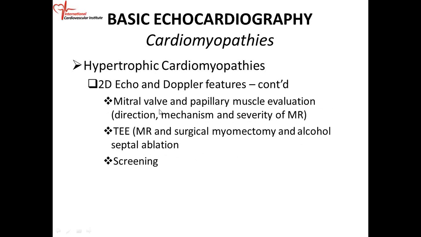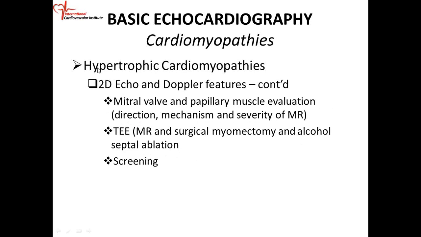So you have to look at the mitral valve, because we think that there is a problem with the mitral valve and the papillary muscle insertion in some of these patients. So you have to evaluate the mitral valve and papillary muscle carefully, and then look at the mechanism and the severity of the MR. You may need to do TEE. You may need to do transesophageal echo, especially if you're going to do surgical or even alcohol septal ablation.